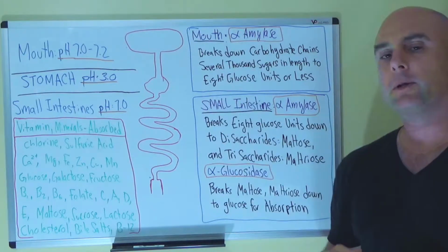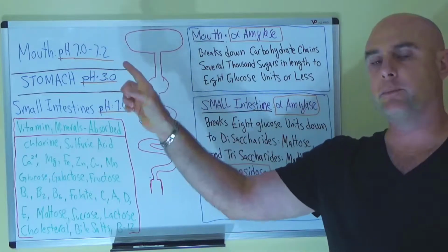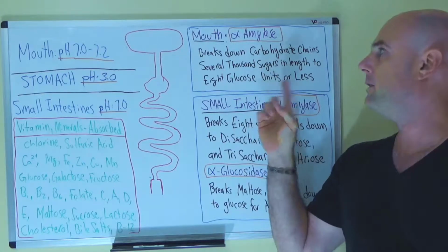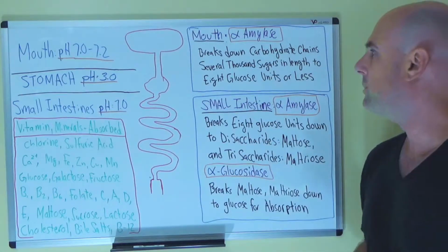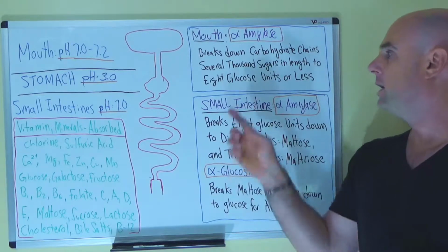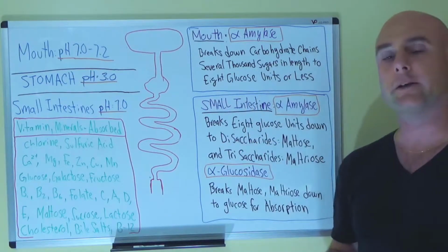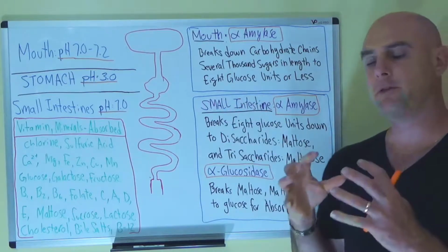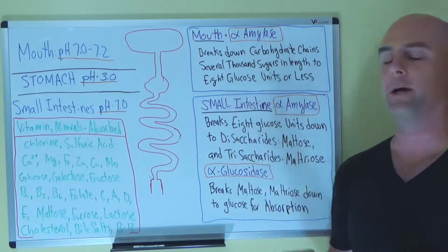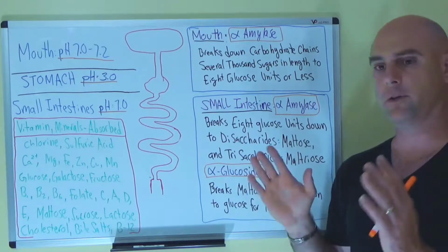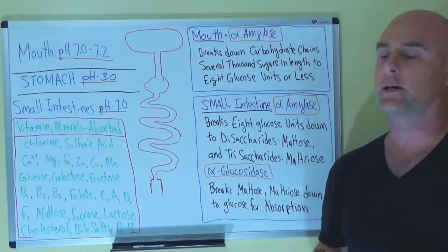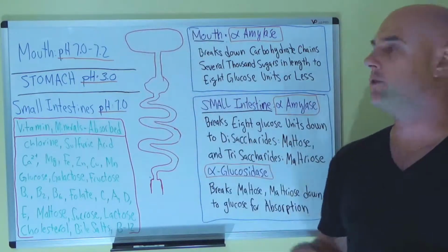So there's an alpha amylase that's found in the salivary glands in the mouth that is released when we eat starchy foods. This alpha amylase breaks down carbohydrate chains several thousand sugars in length to about 8 glucose units or less. So it breaks these large starches down into about 8 glucose molecules, which is an oligosaccharide or a polysaccharide. So this all happens in the mouth.